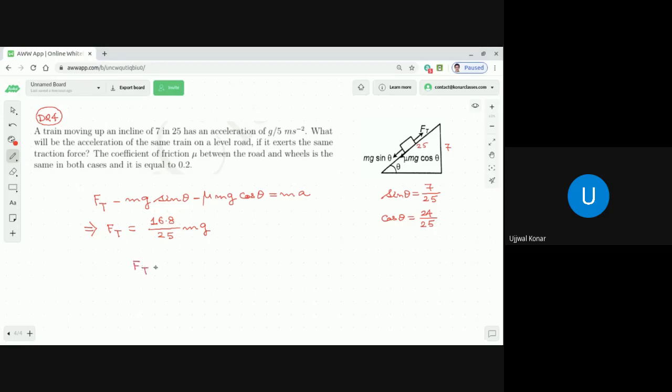Ft minus mu mg, that is equal to m into a. That is quite simple. So that is in the inclined plane. Let me use a different color. It is in the level road.